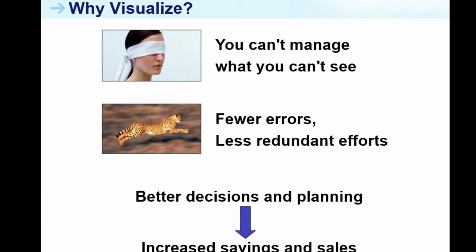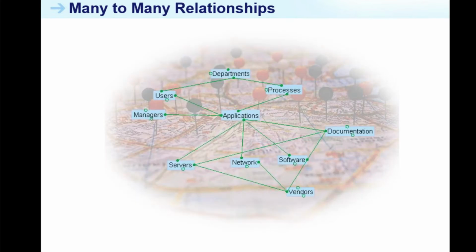Well, the way we look at it for the IT space is you can't manage what you can't see. If you don't know about something, you can't take responsibility. And if you can't take responsibility, then you're not in control of your IT organization. And what we find is that organizations that do build this visual network of their environment get fewer errors and less redundant efforts. And obviously, this can result in all kinds of things: better decisions, more productive planning, and ultimately that's going to increase your company's savings, perhaps even your sales, and so forth.